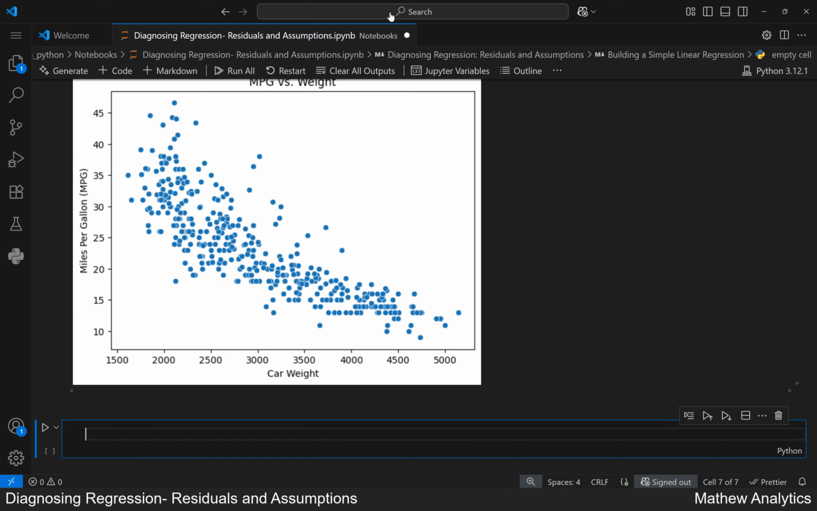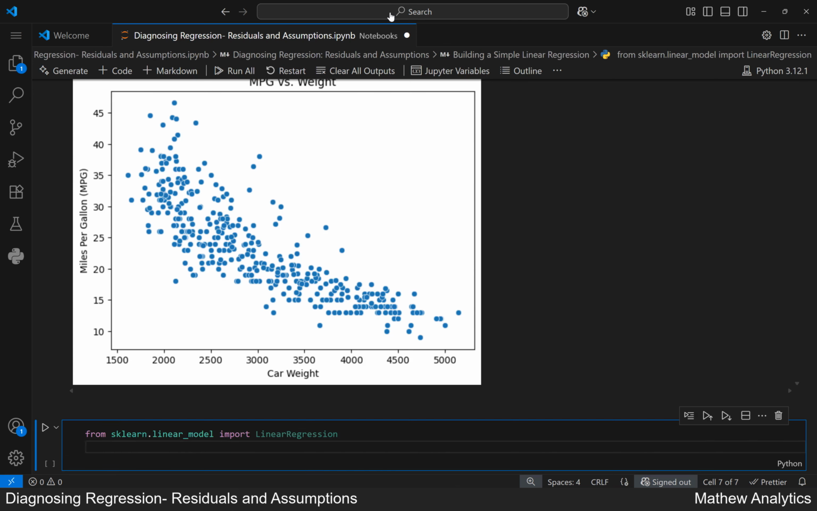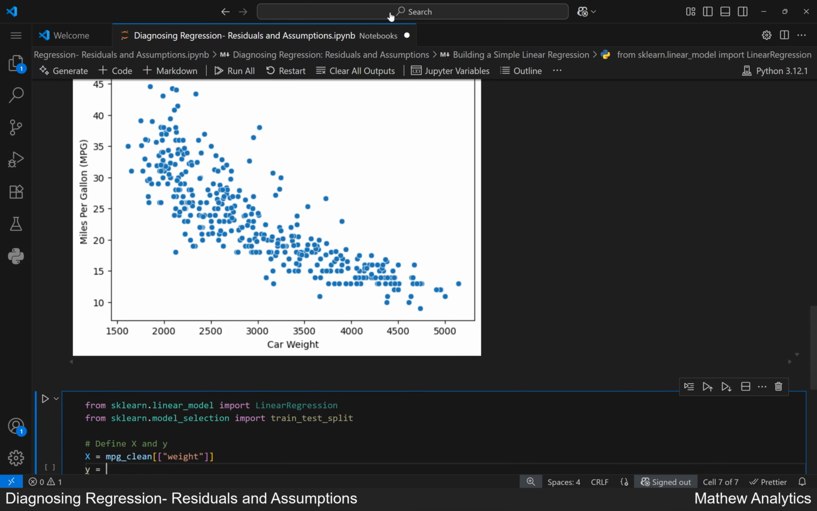Now let us fit a simple regression model to try to predict miles per gallon from weight. We use a tool called LinearRegression from sklearn, which is a popular library for machine learning. We also use a function to split our data into training and test sets. X is our input column, which is weight. Y is our target, miles per gallon. Here, we split our data so we will not accidentally cheat by testing on the same data used to train. Random_state helps keep results the same each time.